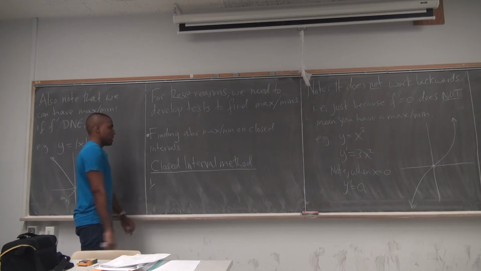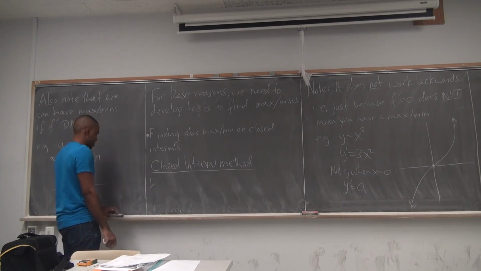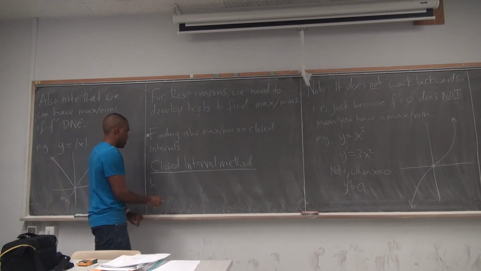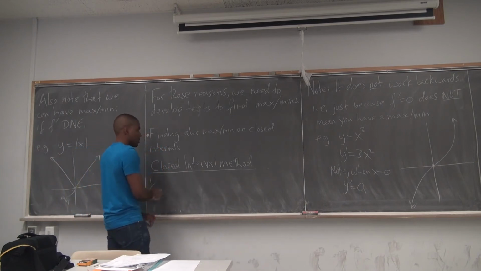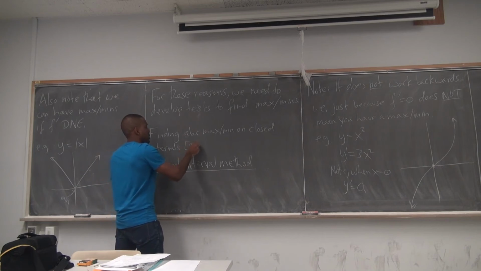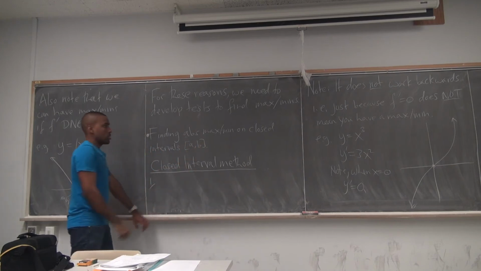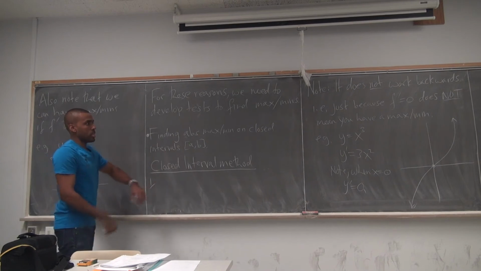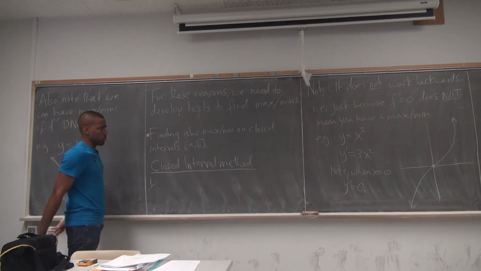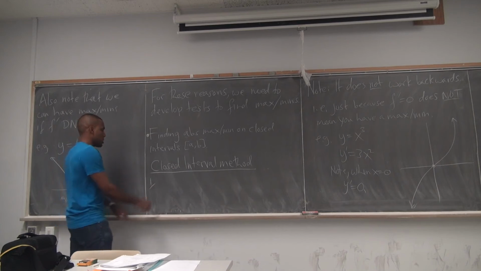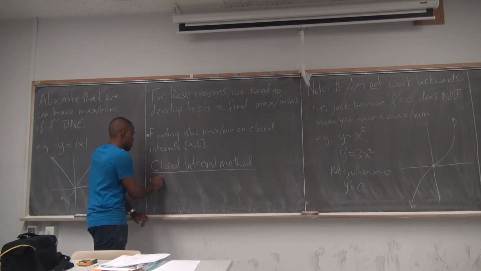Step 1 in the closed interval method. Call the interval a, b. So if I give you a closed interval and a function, and I say find the absolute maximums and minimums on this interval, you will always do this process. The first thing you're going to do is find f prime.